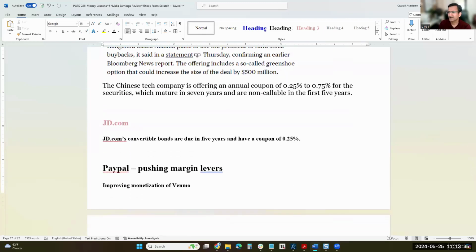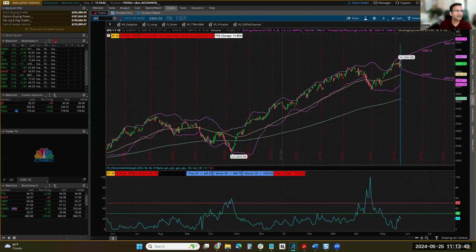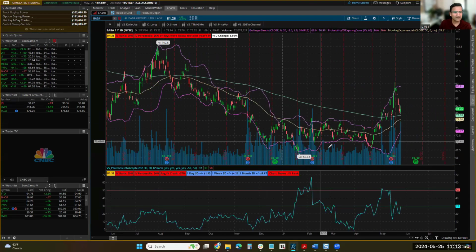Okay. Alibaba is still going down. I don't care about what's happening on a day-to-day or week-to-week or month-to-month basis. So yeah, it went up high and then went down. Who cares?